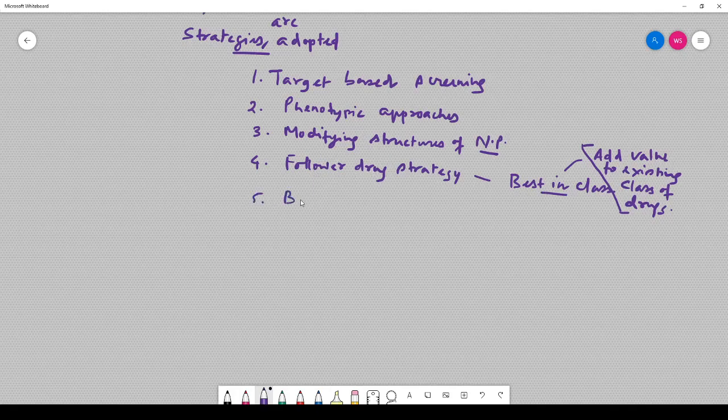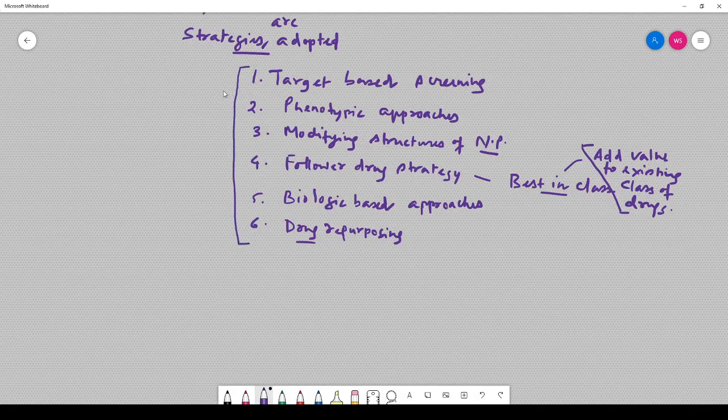The other one is biologic-based approaches. There is one other one, that is drug repurposing. That is a drug which is already licensed for use for a particular therapeutic condition, and now we have a new indication for that same drug. So this is called drug repurposing. So these are the strategies currently being followed to get drugs, and these are the aspects that we alluded to in an earlier lecture.